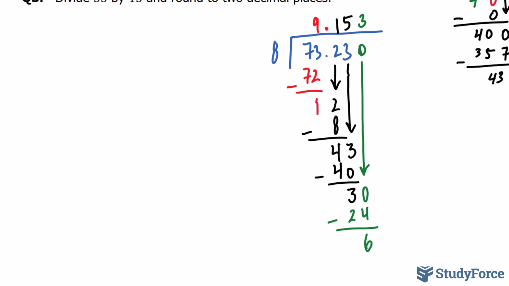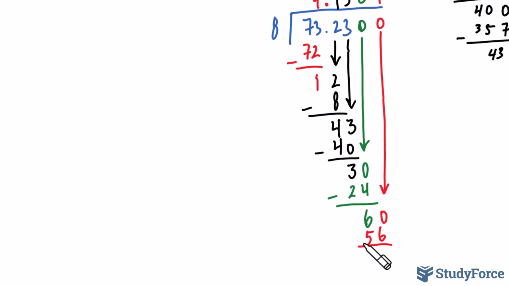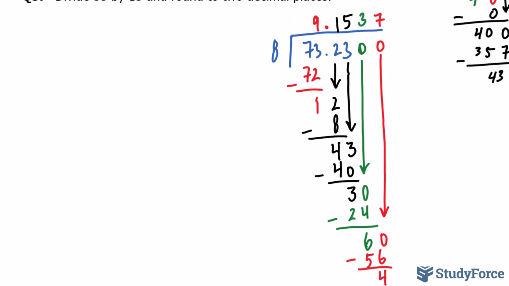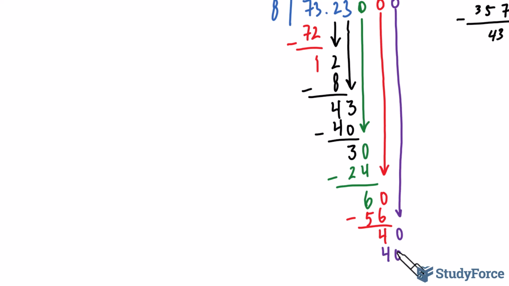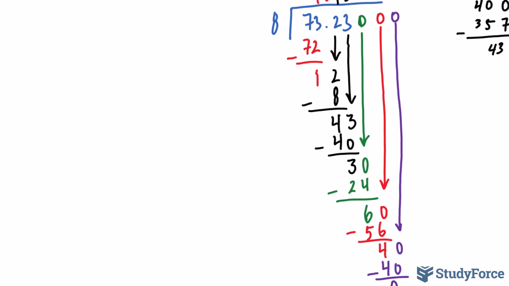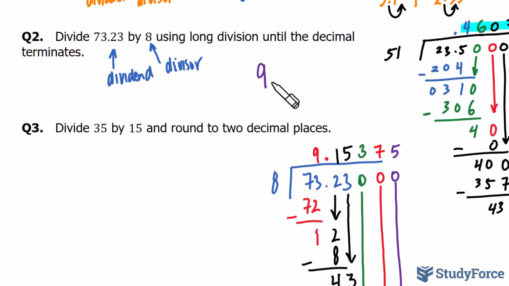Let's keep going. We have a remainder of 6, so we introduce another 0. 8 fits into 60 7 times. 7 times 8 is 56. And again, we end up with a remainder of 4. But as you can see, if we bring down another 0, 8 fits into 40 5 times. Exactly, leading us, once we multiply 8 and 5 together, to an output of 0 as our remainder. And so our answer for this question is 9.15375.